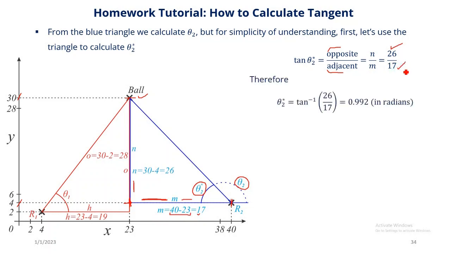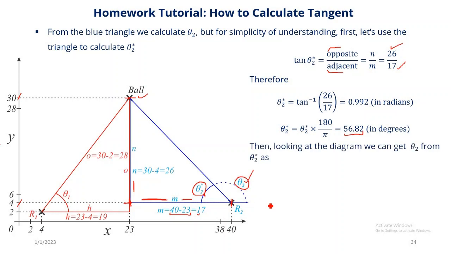So we take the arctangent, which gives us 0.992 in radians, convert it to degrees by multiplying it by 180 over pi. That gives us 56.2 degrees. So this angle is 56.2 degrees. But this is not the actual angle we are looking for. Looking at the diagram, since we know that this is a straight line and the whole angle is equal to 180, we can subtract this from 180. We get that theta 2 is equal to 123.18 degrees. So this angle is greater than 90 degrees.